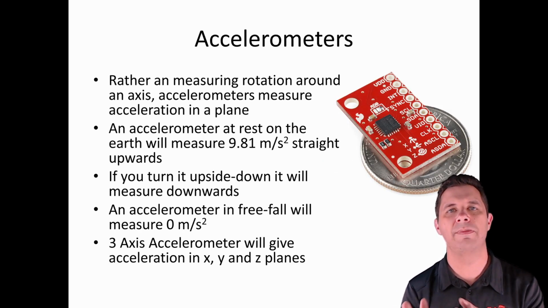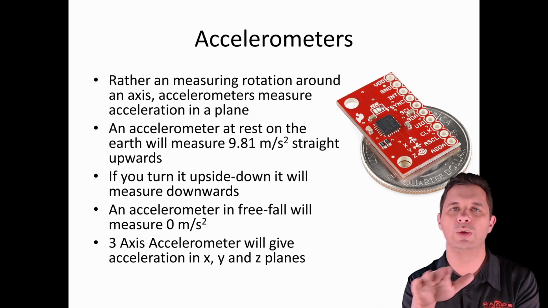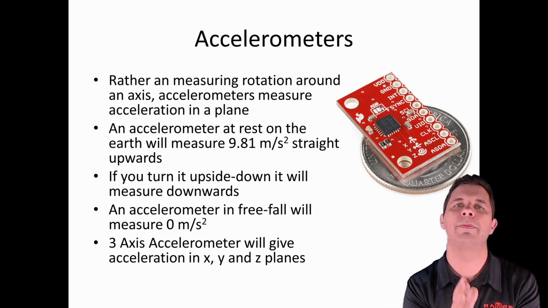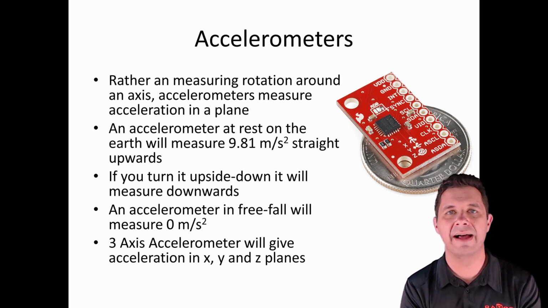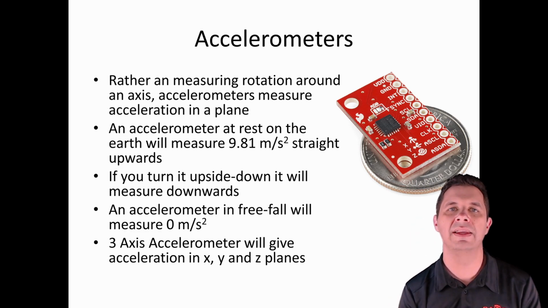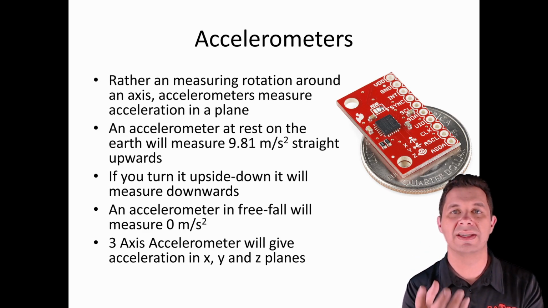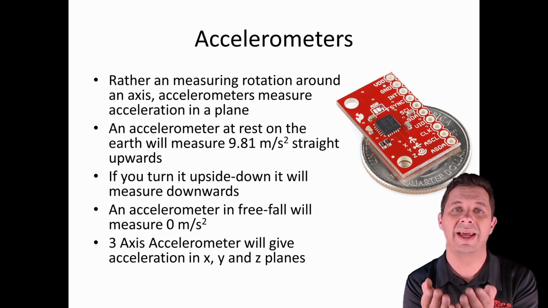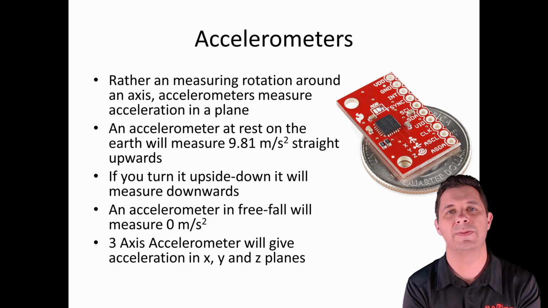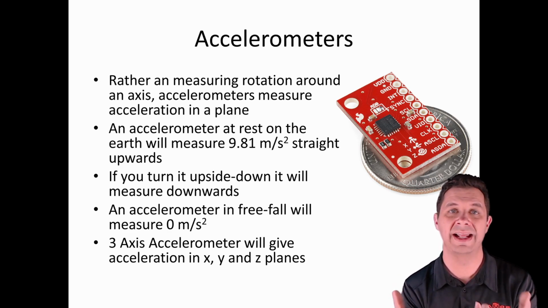So here, rather than measuring the rotation that we use with a gyroscope, we're measuring acceleration in a particular plane. We'll divide it up between our X plane, our Y plane, and our Z plane. Typically at rest, our little accelerometer, and here's an example of one, will measure 9.81 meters per second squared straight upwards. Basically, if we've got a rest position in the Z plane, it's measuring that 9.8 meters per second squared because that's the acceleration due to gravity acting on any device.